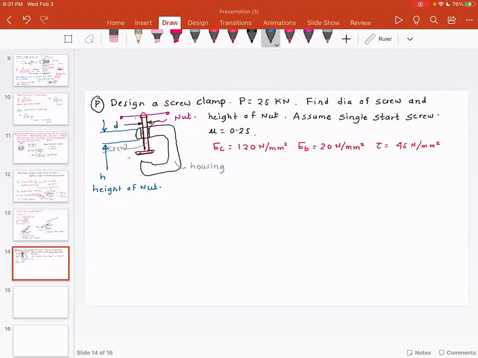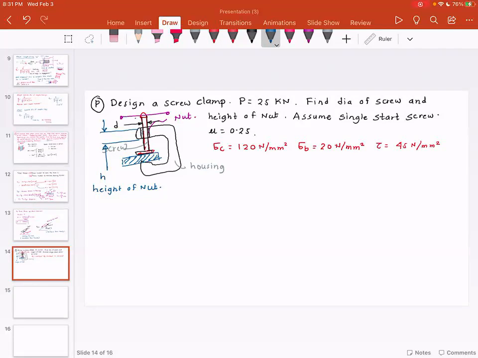This is exactly just like a C clamp. For example, if you have a piece of wood or metal that needs to be held in place, you place this between the fixed jaw, one side of the housing, and the moving jaw, which is attached to the screw, and then tighten it.